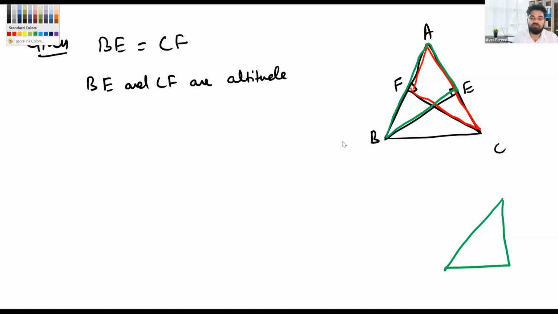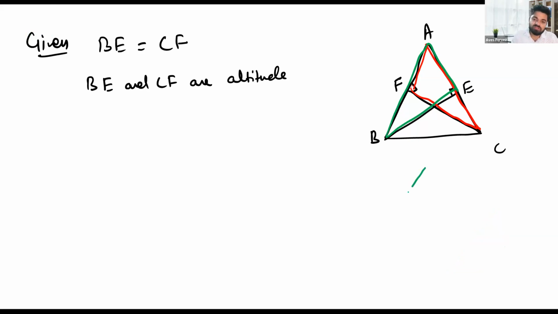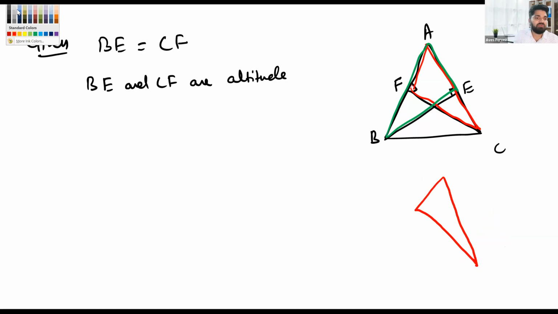Okay. So I'm just going to draw these two triangles separately, the green one and the red one. I'm just choosing this one, sorry, the red one. I'm just taking this as the red one. And the other one is the green one. I'm just drawing it separately.